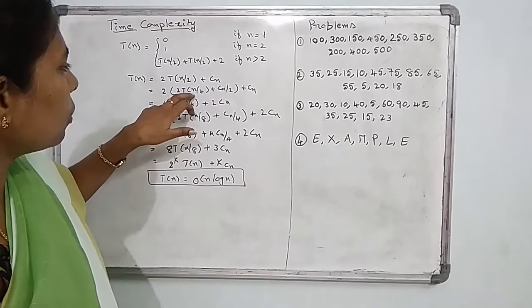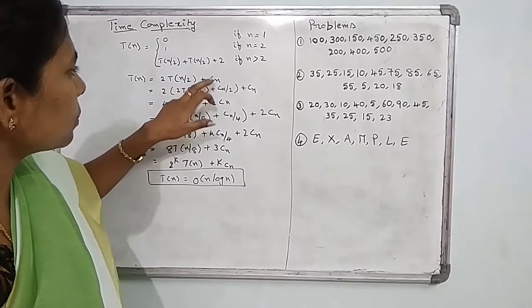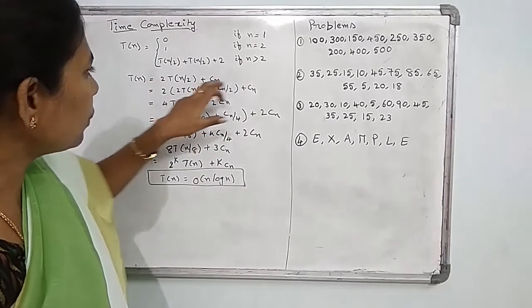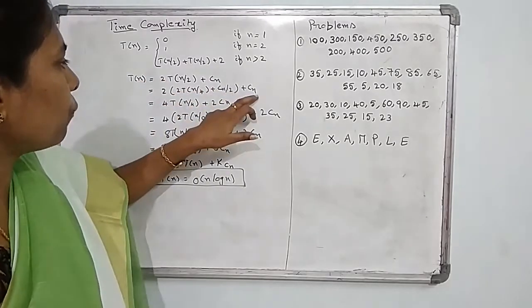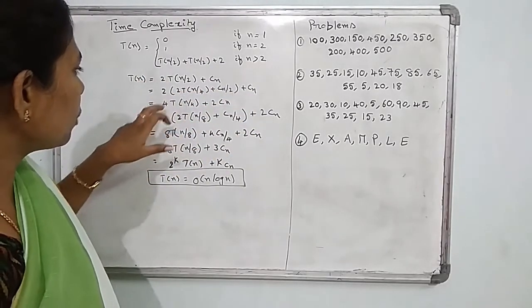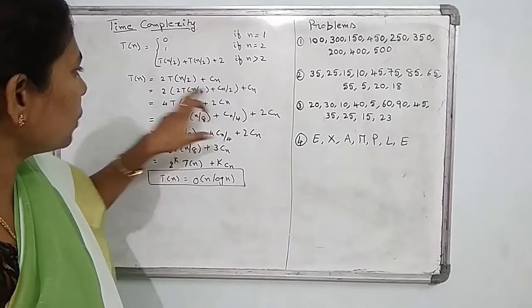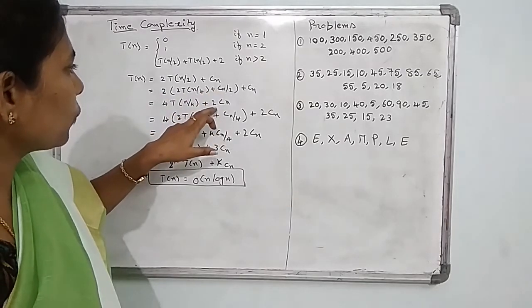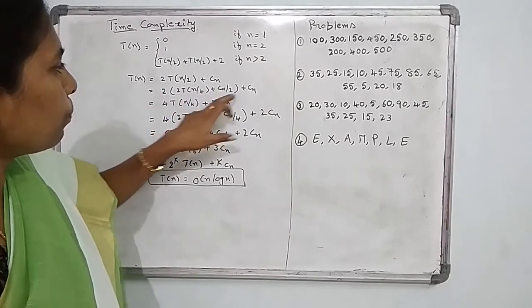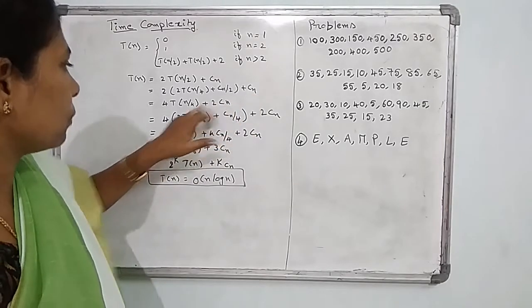That means again you can divide this one, so n/4 plus cn/2. So the entire expression is divided by 2 plus cn. If I multiply this, 4 times T(n/4) plus 2 times cn/2. That means cn plus cn, so that is 2cn.